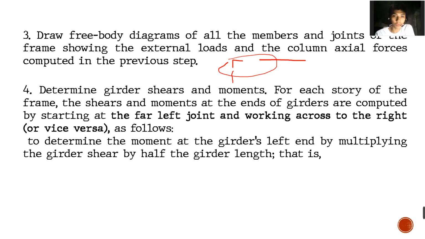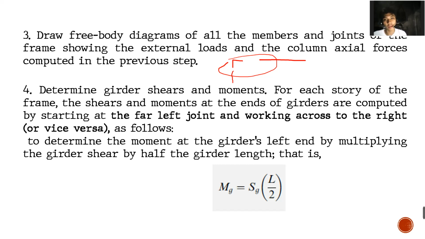So number 4, determine girder shear and moments. For each story of the frame, the shear and moments at the end of the girders are computed by starting at the far left end and working across to the right or vice versa as follows. To determine the moment at the girder's left end by multiplying the girder's shear by half the girder length, that is, moment girder is equals to shear girder times length over 2.